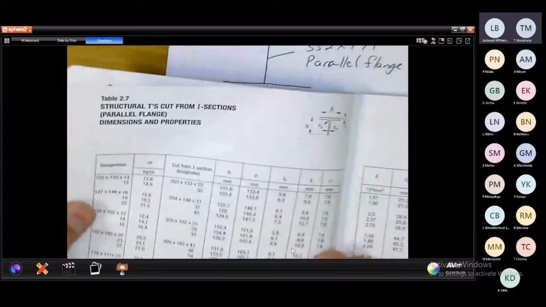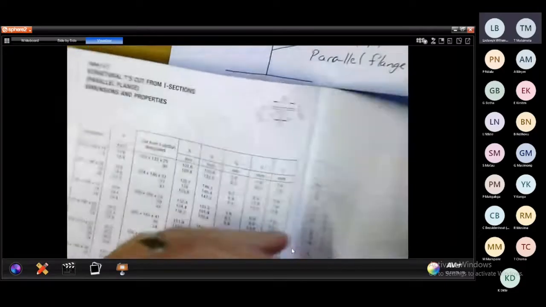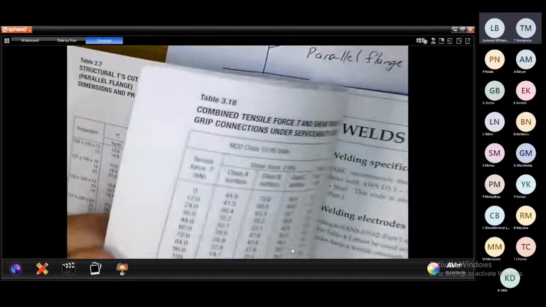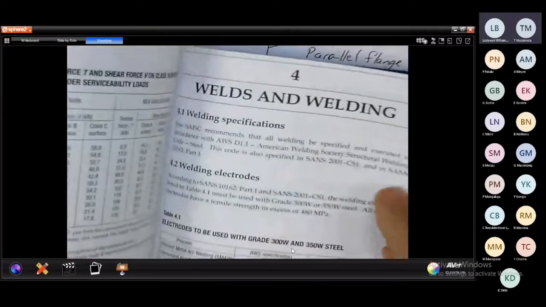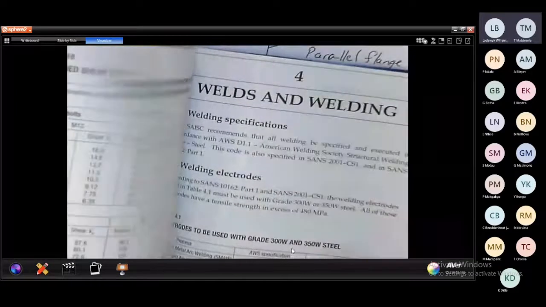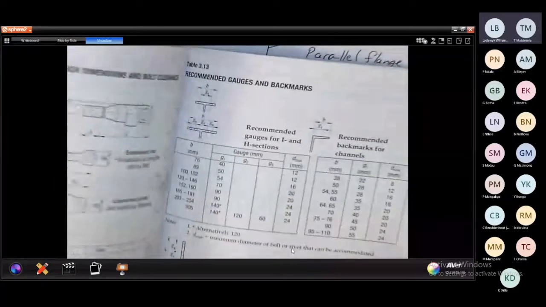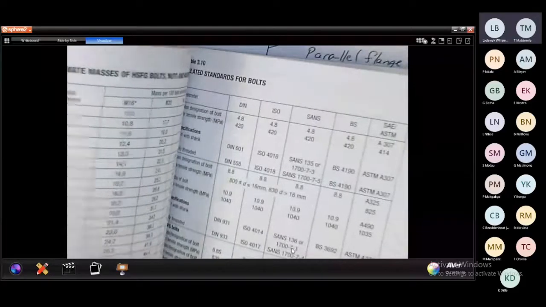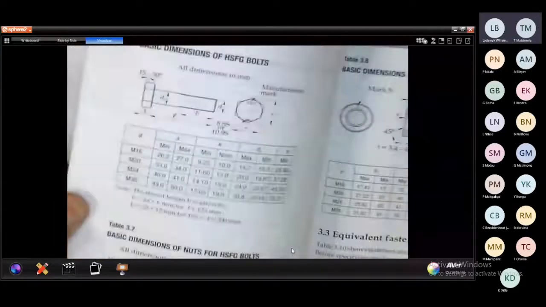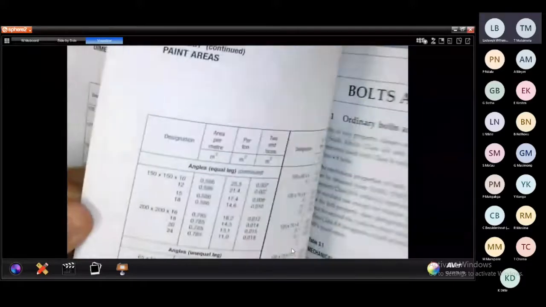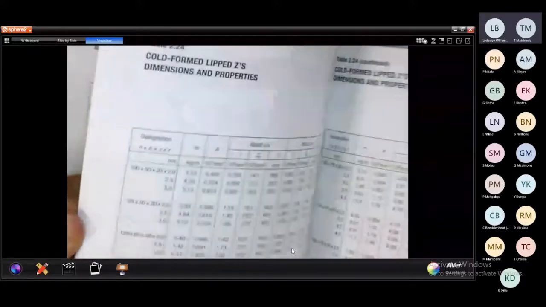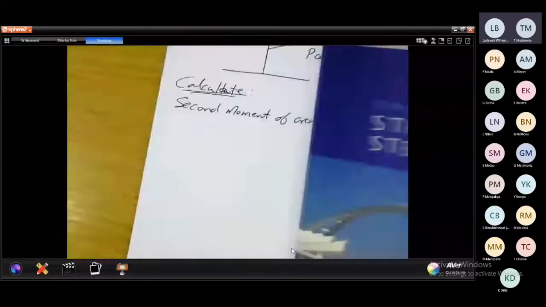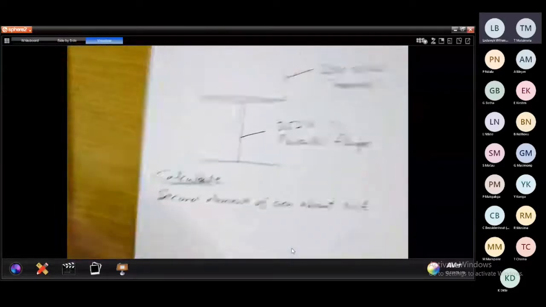From page 218 onwards are things you can use. You will see in the back of the book is the welding and parts and things. You can also go there. Also what you have learned in graphics, your bolts and nuts and things. Everything is in here in the book. That's why it's a very nice book to have. Right, okay, let's move to our problem.